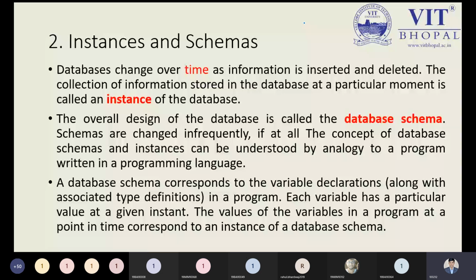The word schema denotes a representation of your database, or we can say the layout of your database. The overall design of the database is called the database schema, and schemas are changed infrequently, if at all. The concept of the database schema and instances can be understood by analogy to a program written in a programming language.